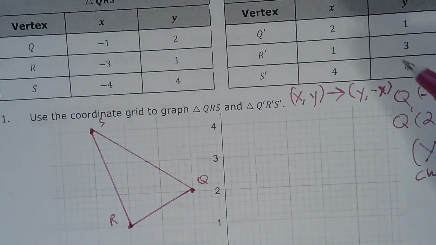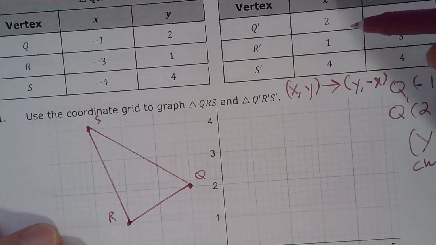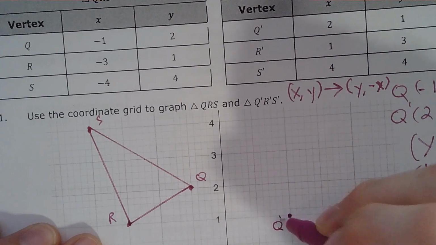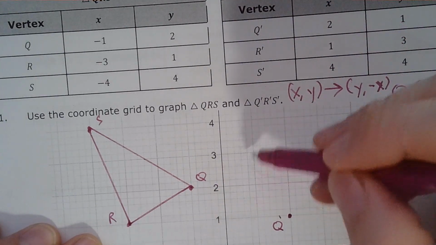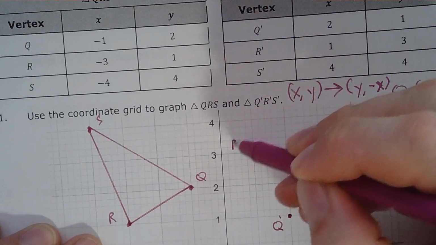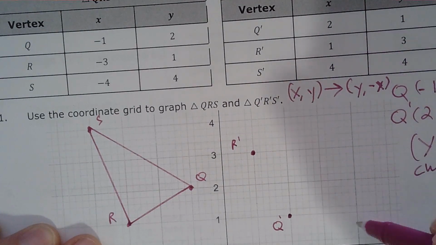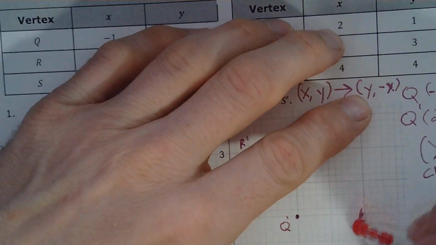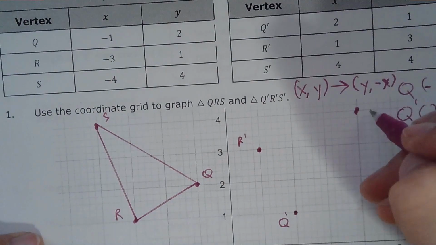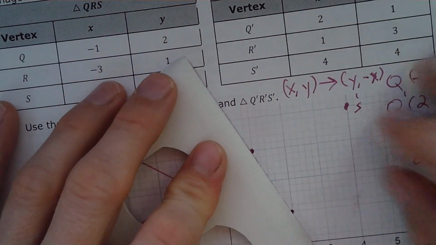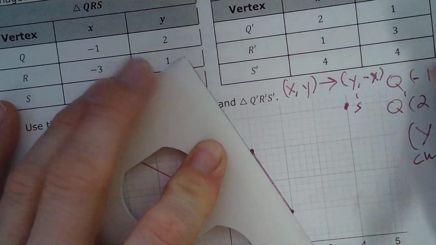Okay, so now I'm going to plot my other one. My Q is 2, 1. It's now Q prime. R became 1, 3, which is R prime. And S is now 4, 4. Oh, that's 1, 4. 4, 4 is up here. This is S prime. So now you can just draw that there, connect all the dots.